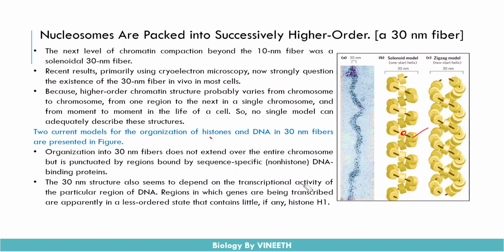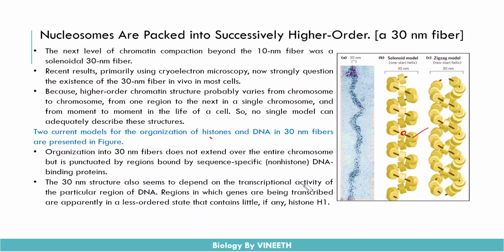The organization of this 30 nanometer fiber does not extend over entire chromosomes, and it is punctuated by some sequence specific non-histone DNA binding proteins. So apart from histone proteins, we also have non-histone proteins, or DNA binding proteins. They bind to this 30 nanometer fiber and further regulate the transcription activity. This 30 nanometer structure also seems to depend on the transcription activity of the particular region of the DNA.